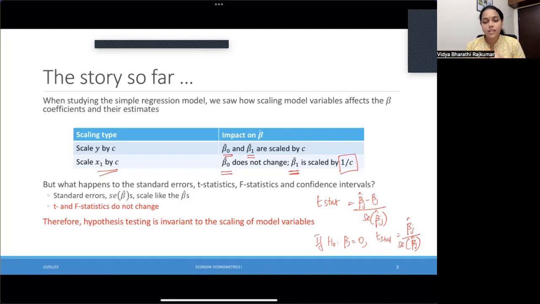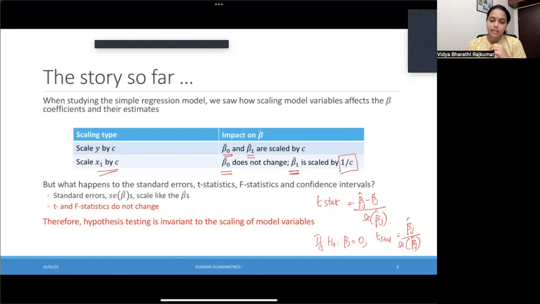What about the rest of the things that we care about? Standard errors, t-stats, and F-stats. It turns out the standard errors change in exactly the same way as the beta hats. So if the beta hats are scaled by c, standard errors are scaled by c. If beta naught hat doesn't change, standard error doesn't change. Beta 1 hat changes by 1 over c, and the standard error changes by 1 over c. So it exactly mirrors the change in the beta hats. So, coefficients down, standard errors down.